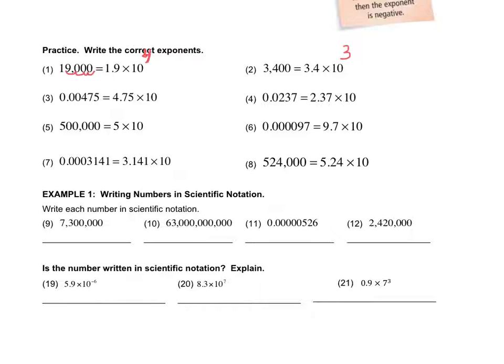Moving on to the next one. The next one, we now have one of those numbers that is between 0 and 1. This is one of our really tiny, tiny numbers.